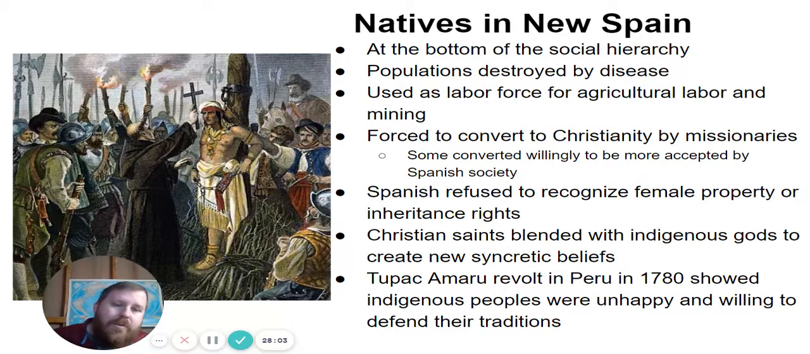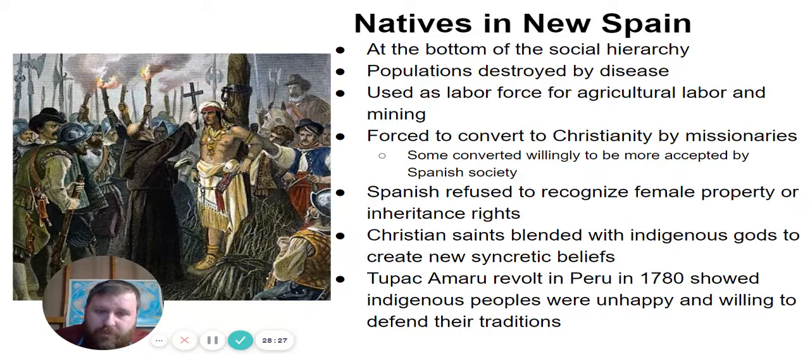The Spanish refused to recognize female property or inheritance rights. The Christian saints blended with indigenous gods to create new syncretic beliefs. So it wasn't just this pure Christianity that comes into the New World. They're blending with indigenous gods and indigenous ideas to create these syncretic Christian beliefs.